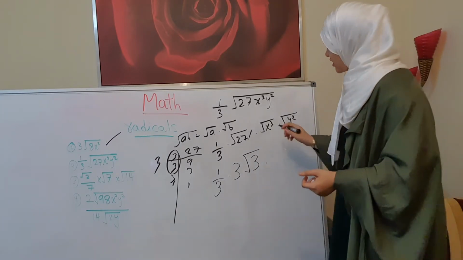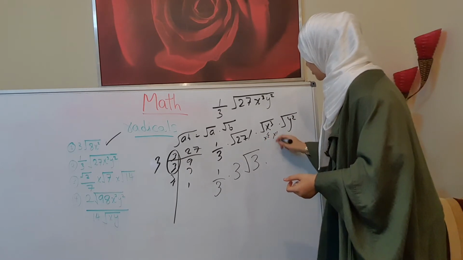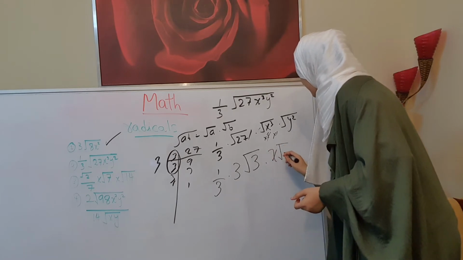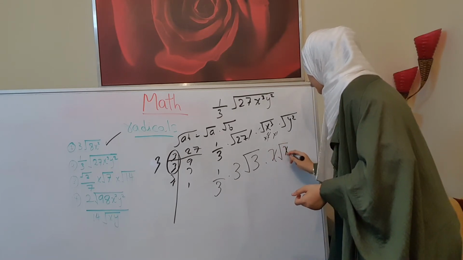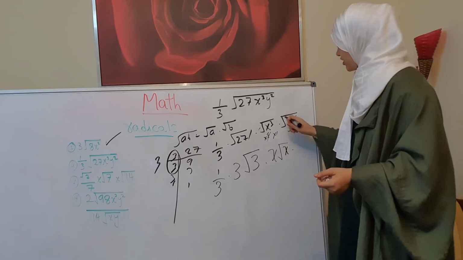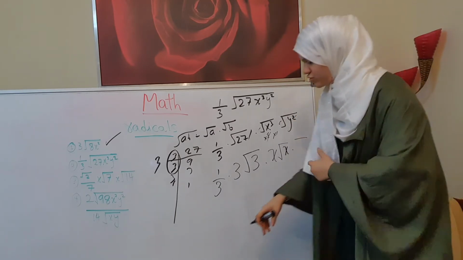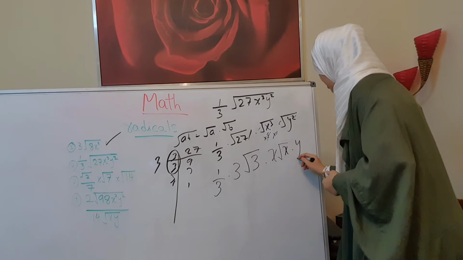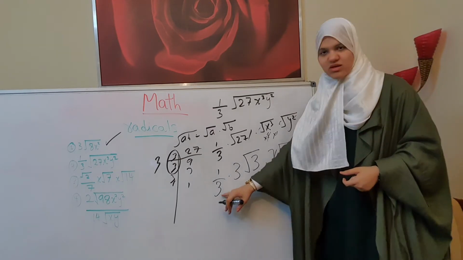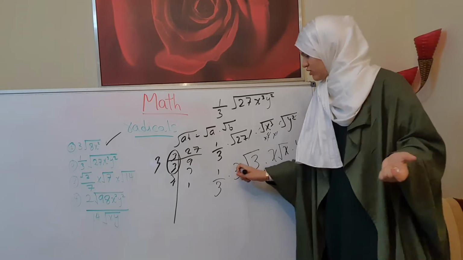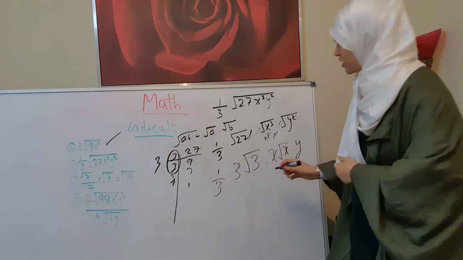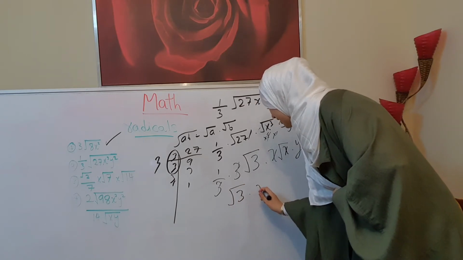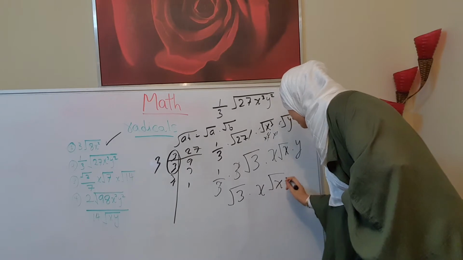X cube. Can we do x to the power of 2 and x to the power of 1? Yes, that means 2 by 2. It will be x radical x times y squared. That means 2 by 2, so it will be y only, because we already take out the radical. Now we'll simplify 1 over 3 times 3. Of course it will be 3 by 3. So it will be radical 3 times x radical x times y.